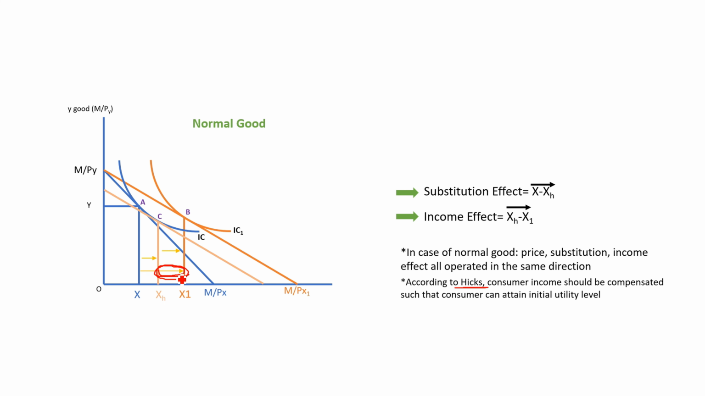And due to decrease in income, at this point you can say that we have decreased the income to the initial level, but why is the demand greater at point C than at point A? At point C the income decreased and the price also decreased, and for that reason the demand at point C is greater than at point A. So from X to XH it is substitution effect, and from XH to X1 it is income effect.